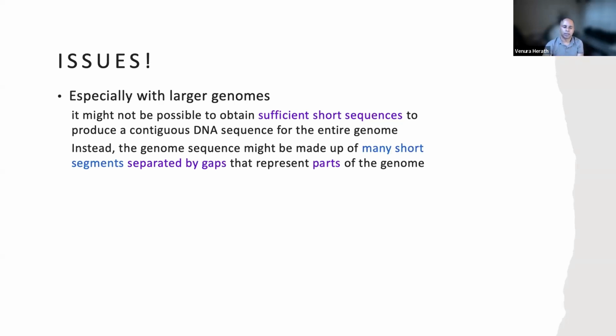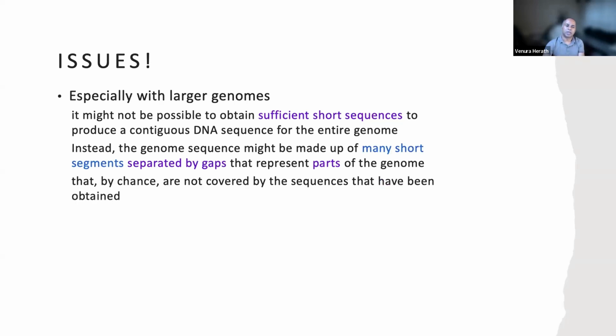Okay, and then by chance it's not covered by the sequences that have been obtained from your shotgun sequencing. Okay, so this is the main issue associated with shotgun sequencing when it comes to genome assembly. But this still can be fixed. That's how they came up with the initial genomes.